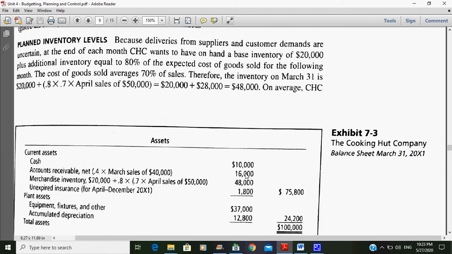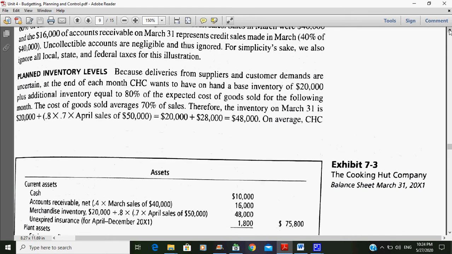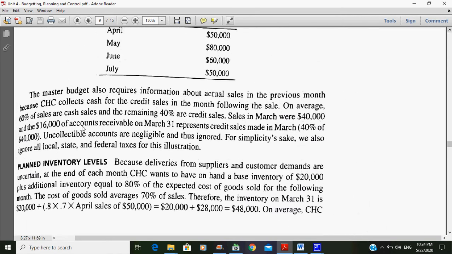So this 16,000 now is owing from when? From March. It therefore means that in April, CHC would collect the $16,000 in cash. Alright? Uncollectible accounts are negligible and thus ignored. Alright? For simplicity's sake, we also ignore all local, state, and federal taxes for this illustration.